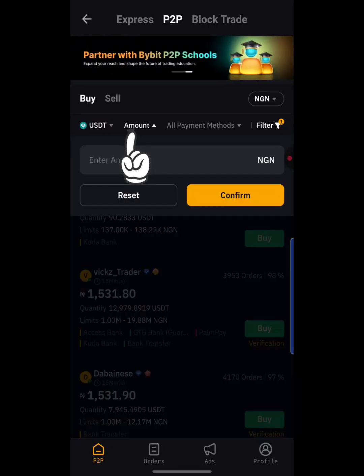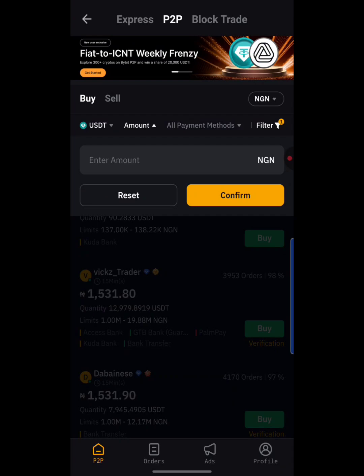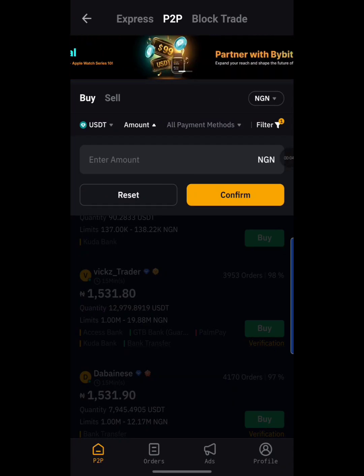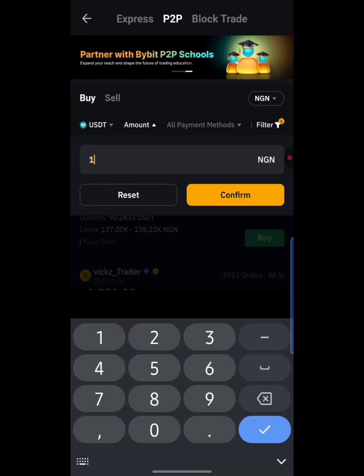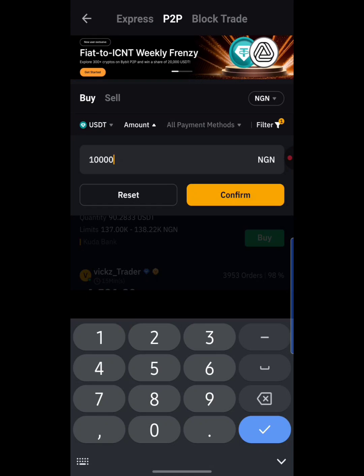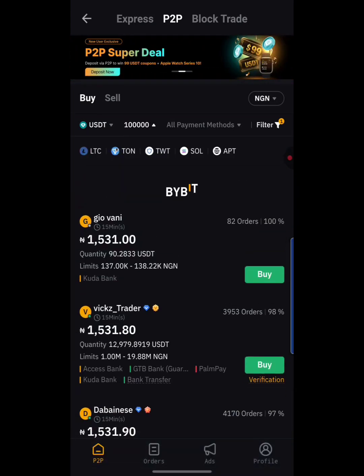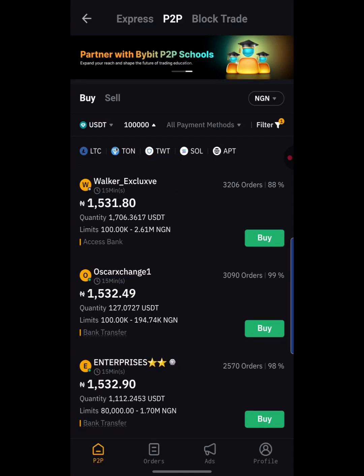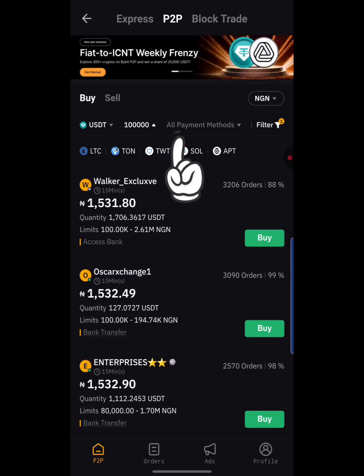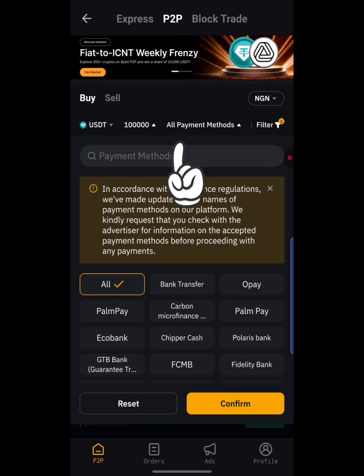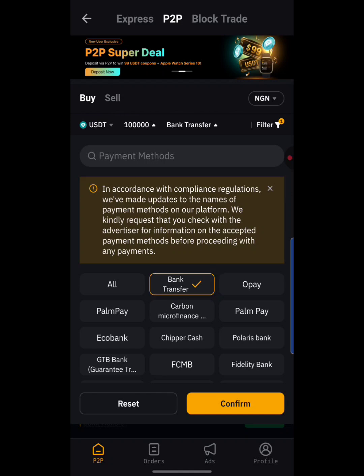So guys, the lowest amount you can actually use for copy trading right here on Bybit is 100 USDT. You can just simply type in, let's say, 100,000 naira right here, guys. Just type in 100,000 and then you simply hit on confirm. Just to filter the trade, over here that is all payment method, you simply hit on it and then you hit on bank transfer and you also hit on confirm.